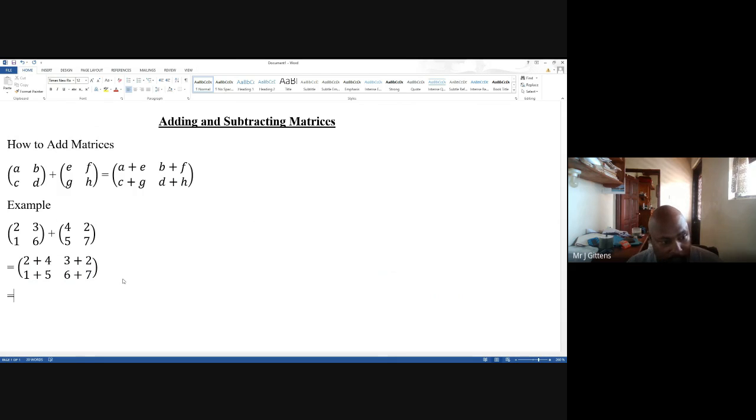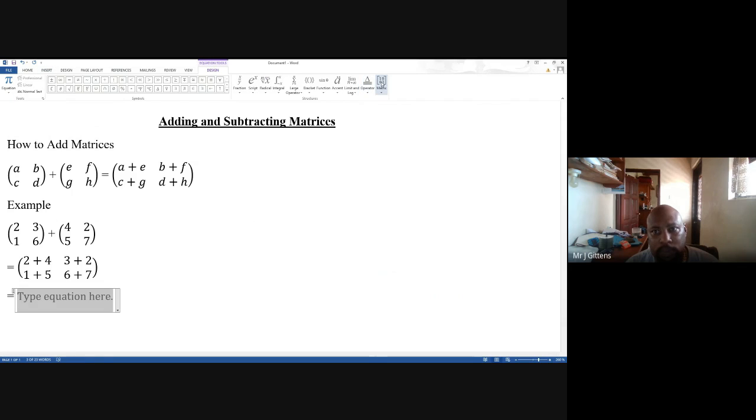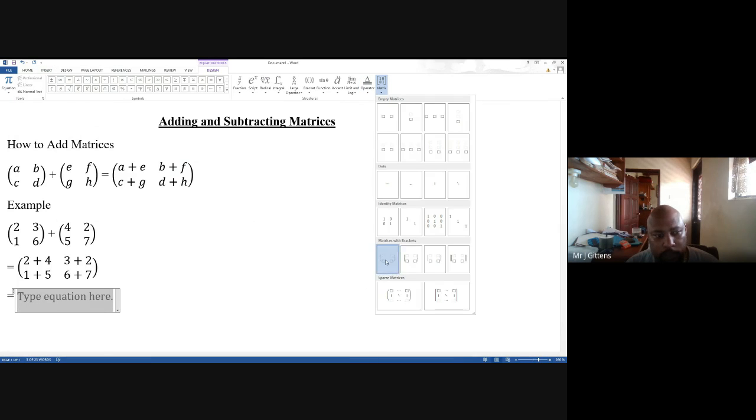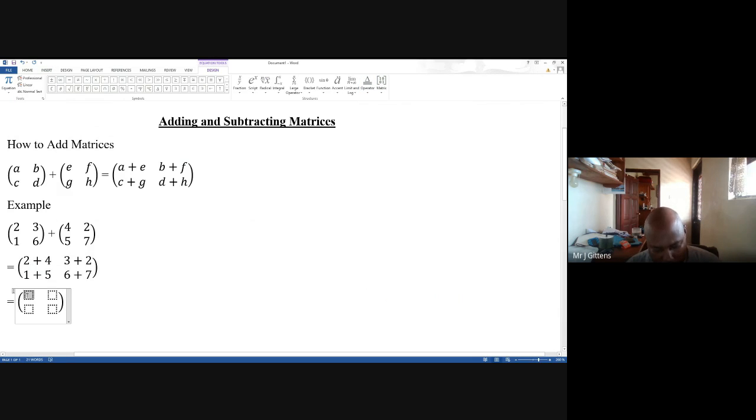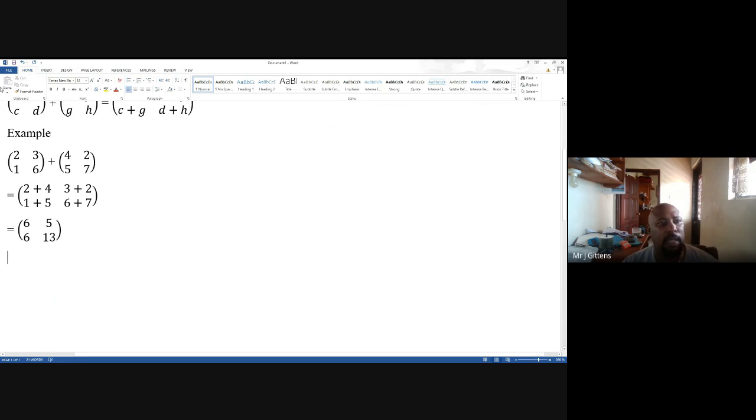And just simplify. 2 plus 4 is 6. And then 3 plus 2 is 5. 1 plus 5 is 6. And 6 plus 7 is 13. That's how you add matrices. Very simple. Let's do another example, but this time the example has some negative numbers.